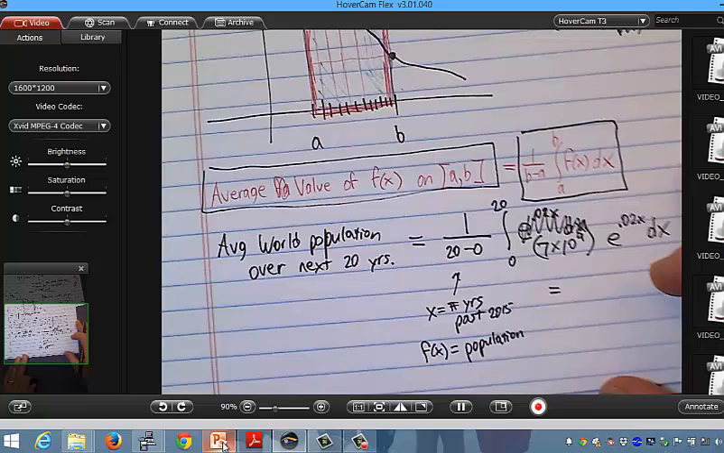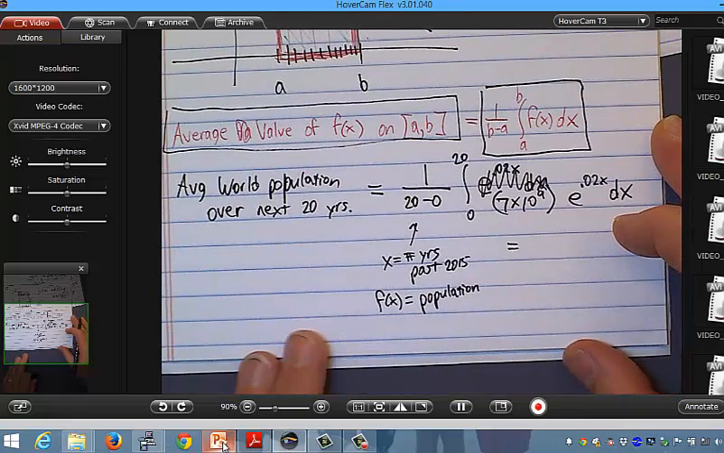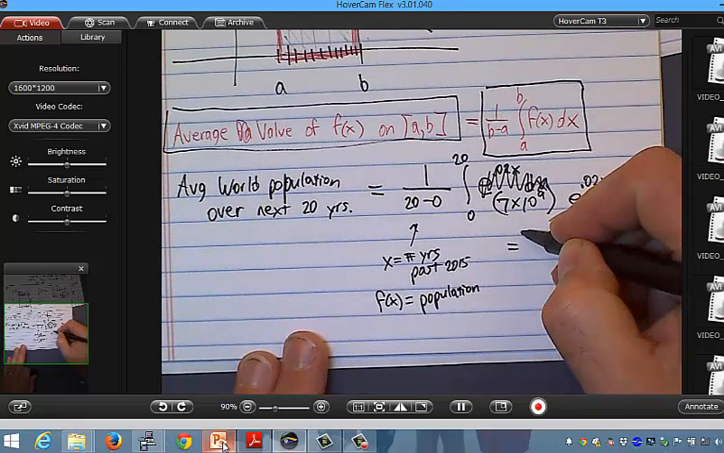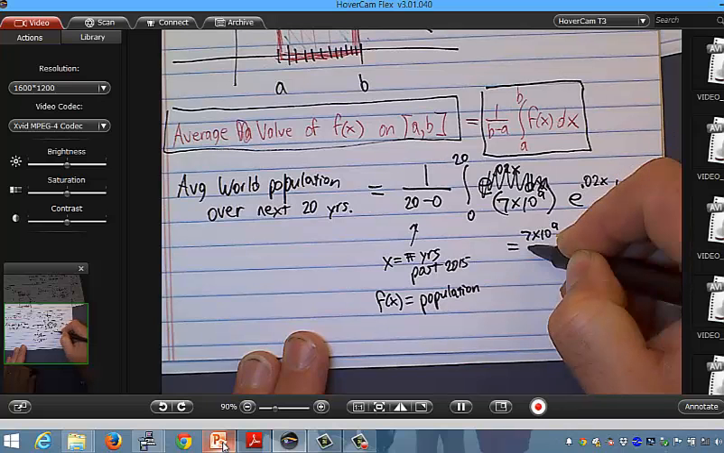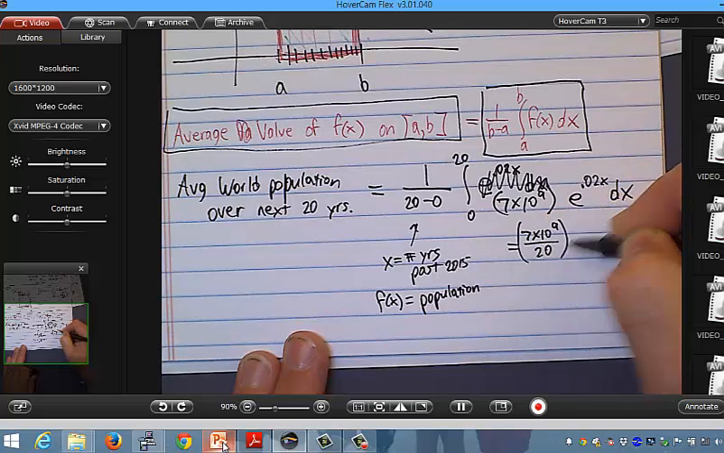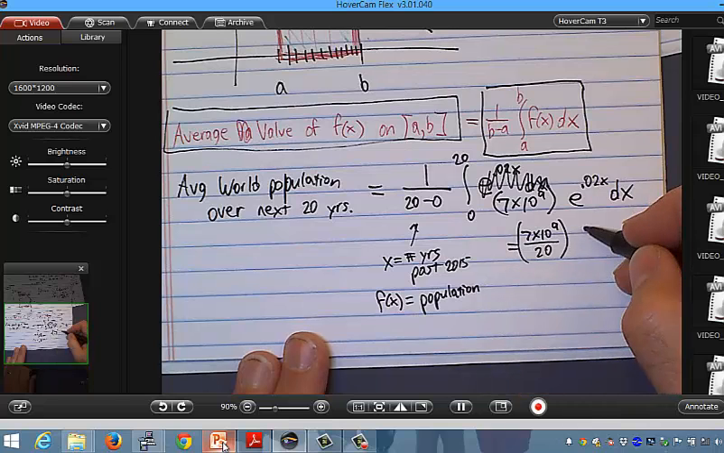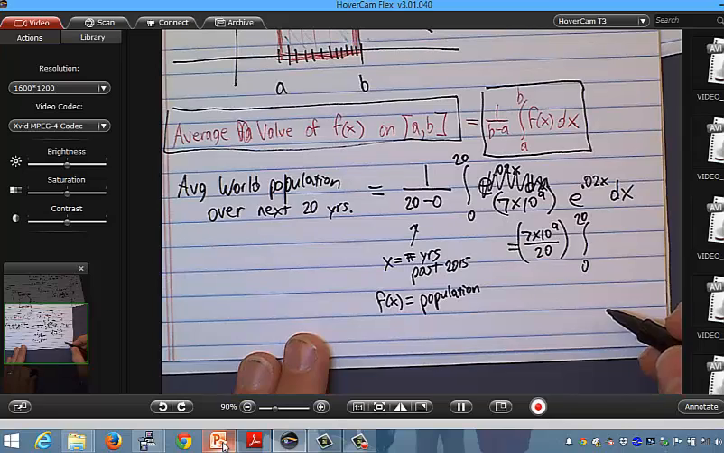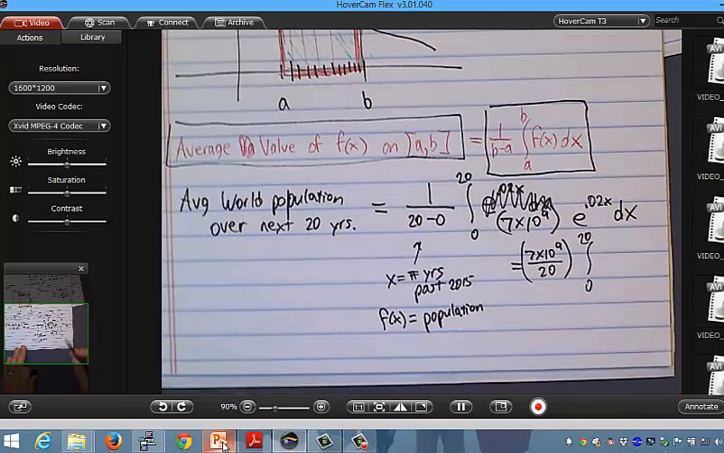So moving on, let's try to compute this. So I have 7 times 10 to the 9th over 20. That's the fraction that is out front, and I'm going to integrate from 0 to 20. Now I want to do e to the 0.02x dx, right?